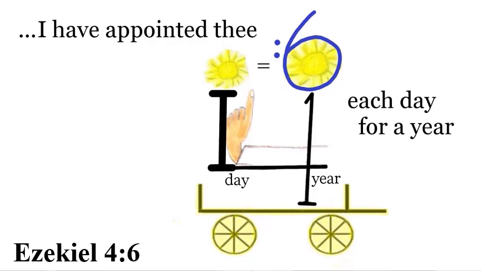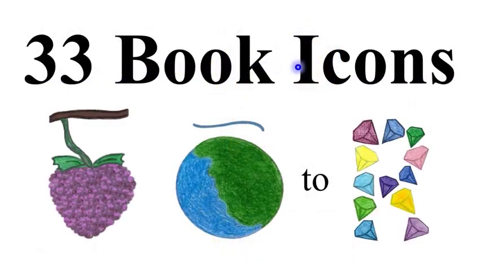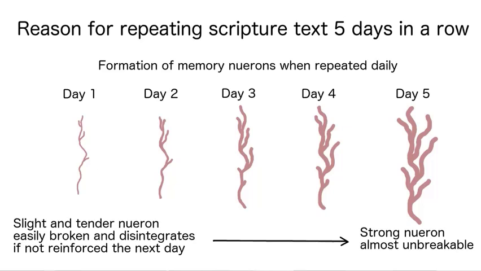As you can see, the pictures are not works of art, but serve only as clues to associate with the scripture content. In order to understand the book icons, we have this video for you to watch next. We have videos that will help you repeat the verses for 5 days in a row, which build up and fortify the memory neuron, illustrated like this. On day 1 of repeating a text, a slight and tender neuron is formed. And by day 5 of repeating the scripture text, the neuron becomes a strong and almost unbreakable neuron.